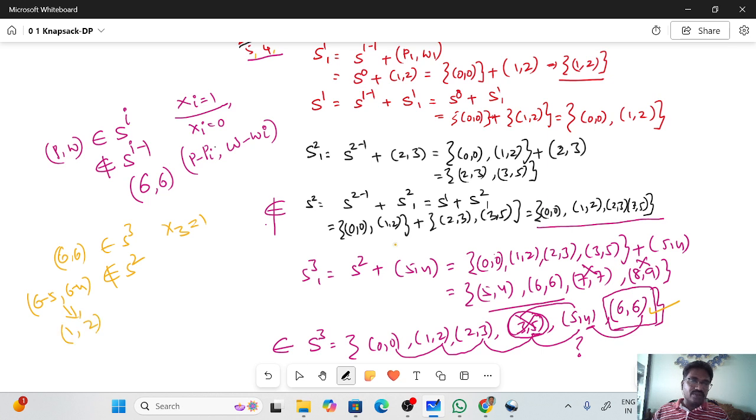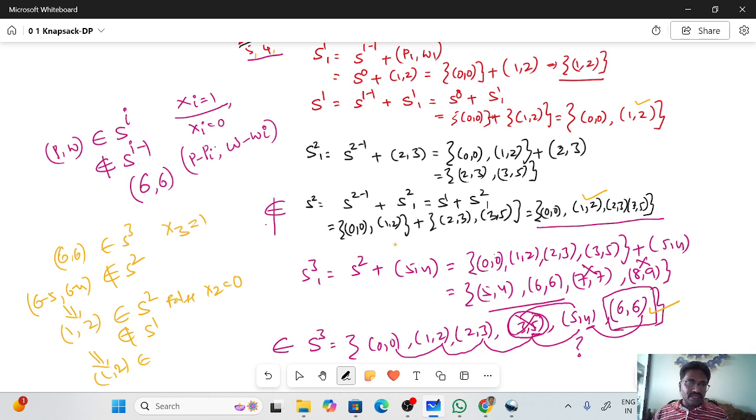So you are going to check for the next item, nothing but i minus 1. The pair 1, 2 belongs to S2 and does not belong to S1. We are going to check it. If it is true, then only x2 equals 1. So S2 having 1, 2, yes. S1 having 1, 2, yes. The condition is false. When the condition is false, what about our x2? 0. If x2 equals 0, no need to update the profit and weight. You consider it as it is. Nothing but the same, 1, 2.